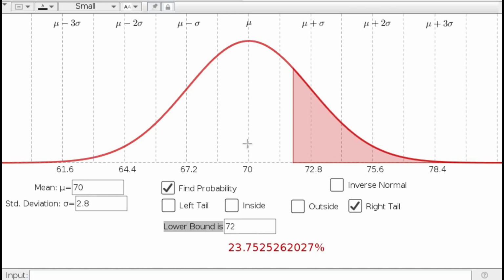Here's the mean at 70 inches. Notice that it's measuring the scale in standard deviations. So 2.8 inches more gives us our first standard deviation to the right. Another 2.8 inches takes us to the next standard deviation, and so on. So this graph is already showing us that we're not all the way to the first standard deviation above the mean, and we're outside of that, that is further than that away from the mean. So our probability is 23.7525%.